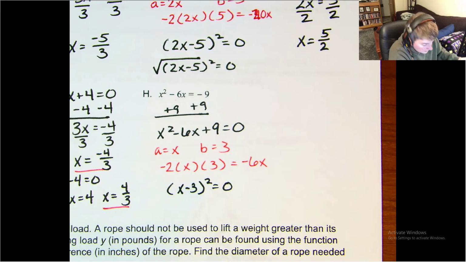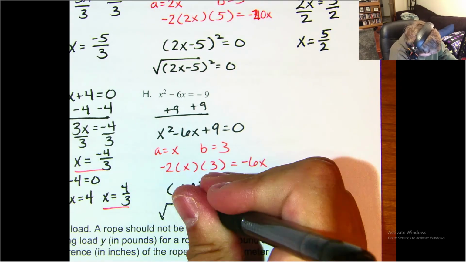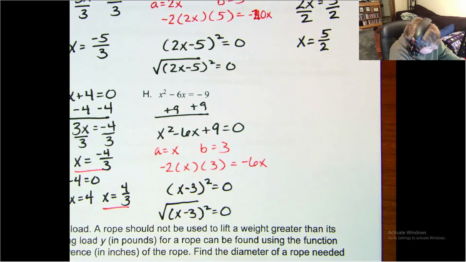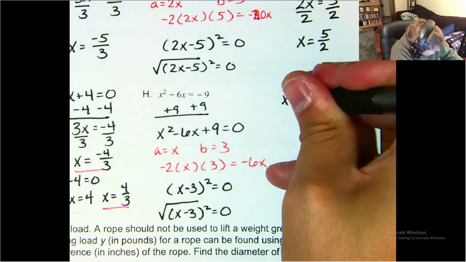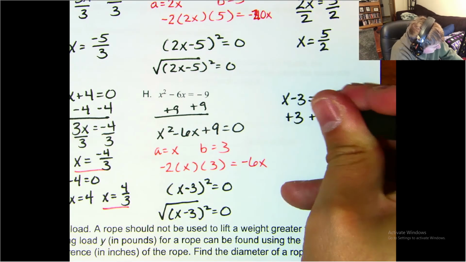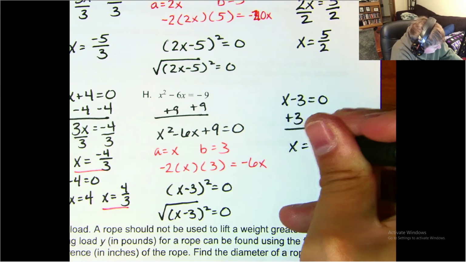To undo this square, I want to take the square root, which means I get just x minus 3 is equal to 0 because they undo each other. Lastly, I will add 3 to get x is equal to 3.